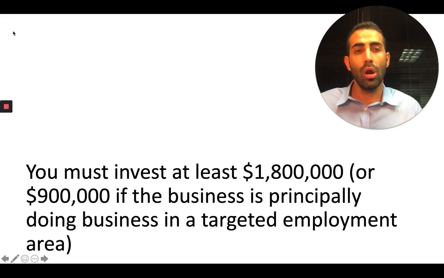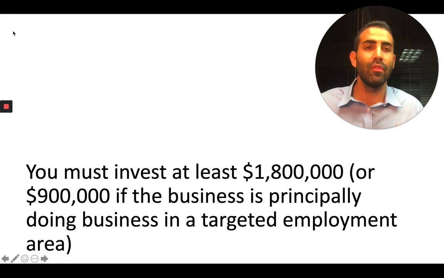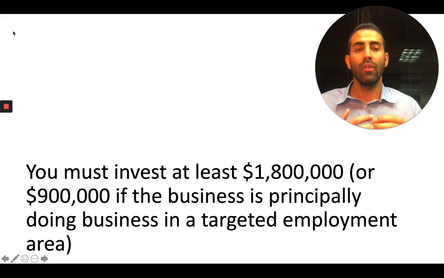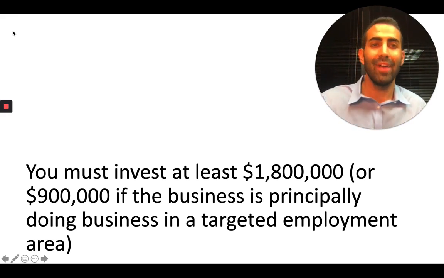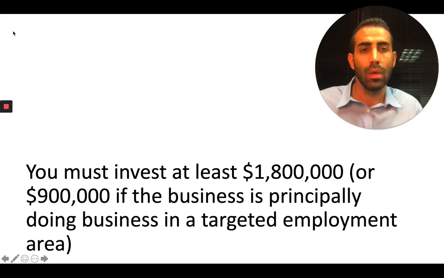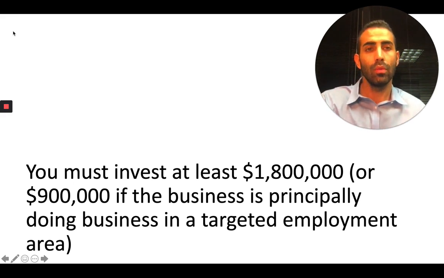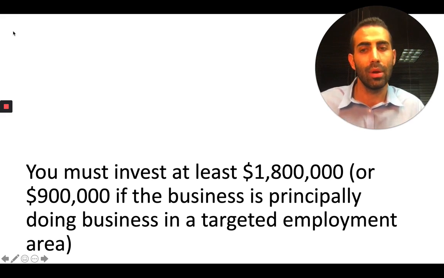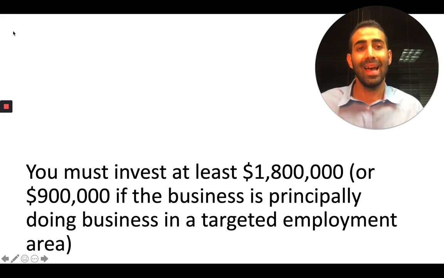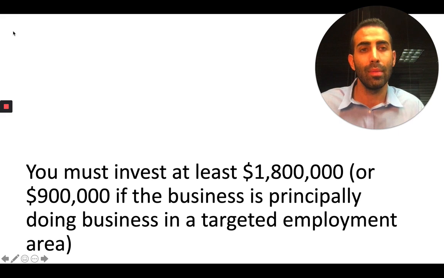Now, I know that sounds really confusing. Basically, a targeted employment area is some type of an economically depressed area that's not doing so well, so the government has an interest in encouraging investment in that area. So again, if you're investing in a targeted employment area, which is essentially an economically depressed area, you can qualify to invest $900,000 instead of $1.8 million.